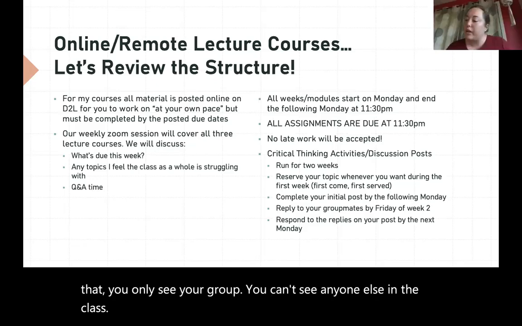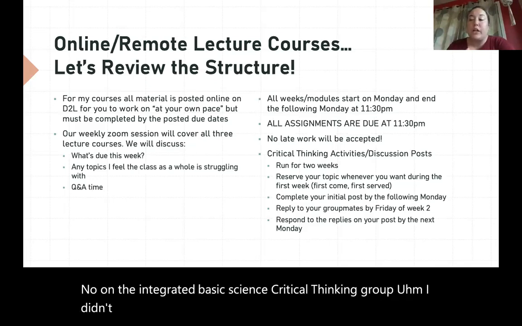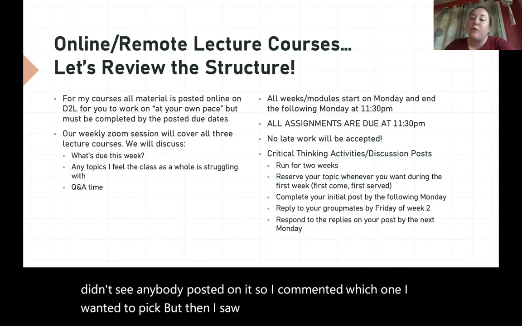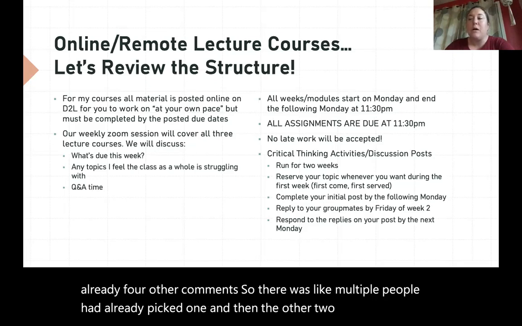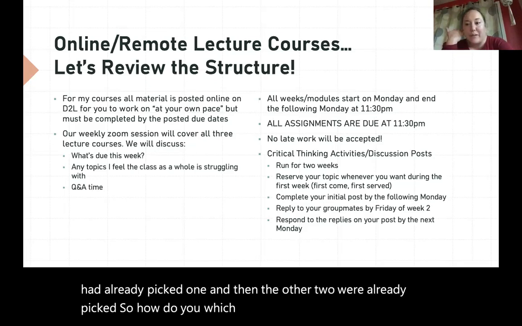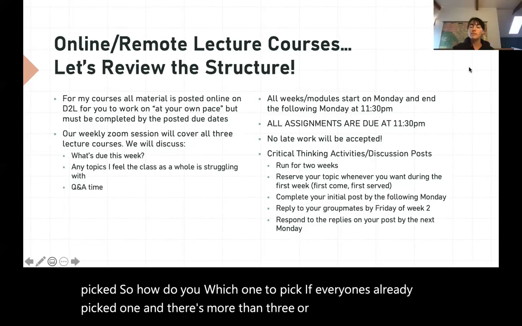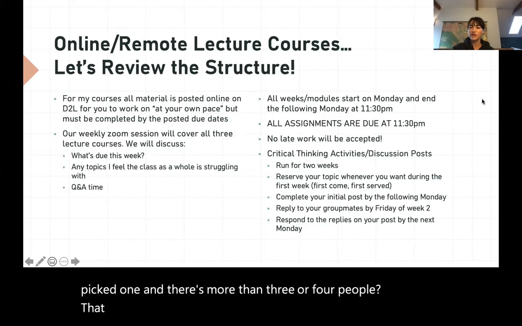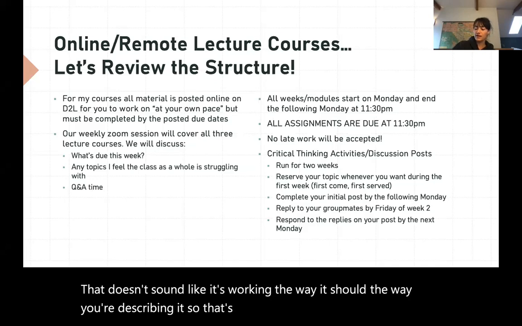Okay. On the integrated basic science critical thinking group, I didn't see anybody posted on it, so I commented which one I wanted to pick. But then I saw all the comments and there were already 4 other comments. Multiple people had already picked one, and the other 2 were already picked. So how do you know which one to pick if everyone's already picked one and there's more than 3 or 4 people? Well, that doesn't sound like it's working the way it should, the way you're describing it. That's odd. Let me go ahead and take a look at that.